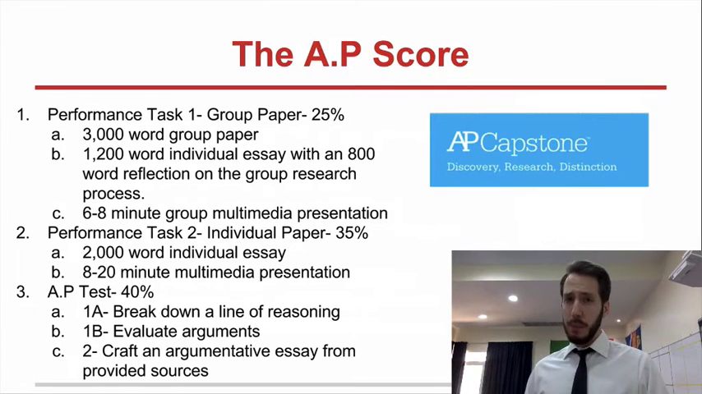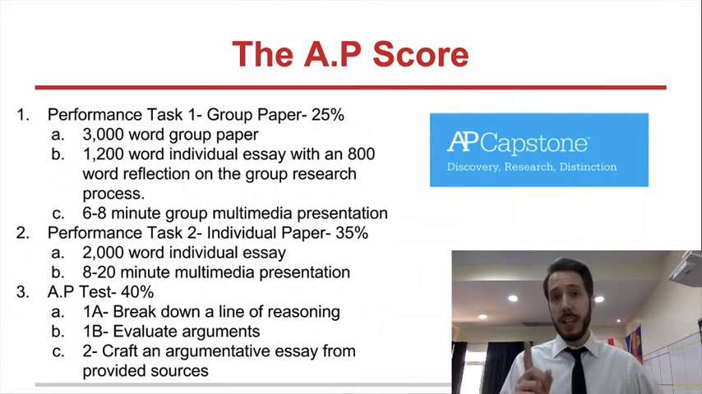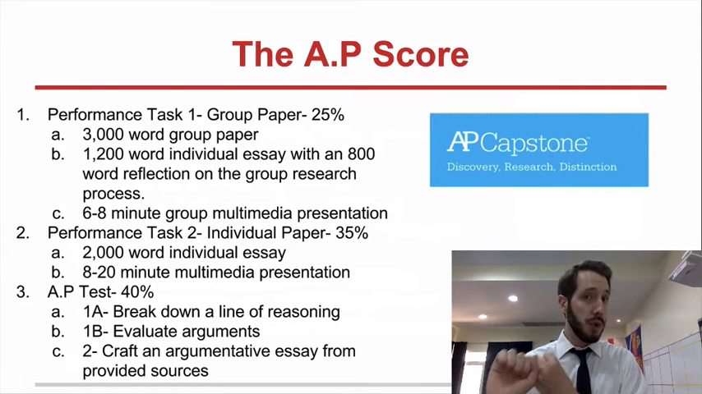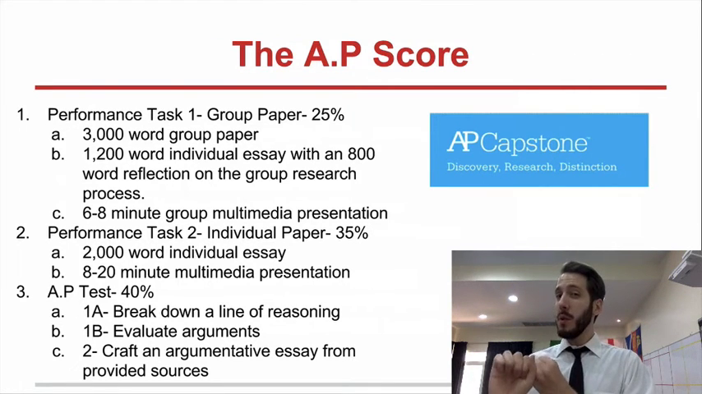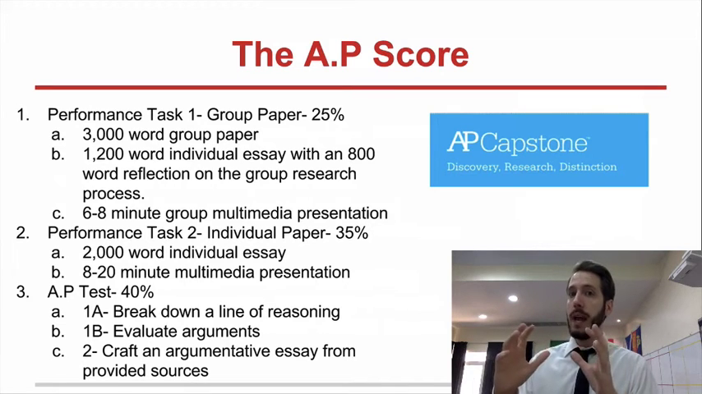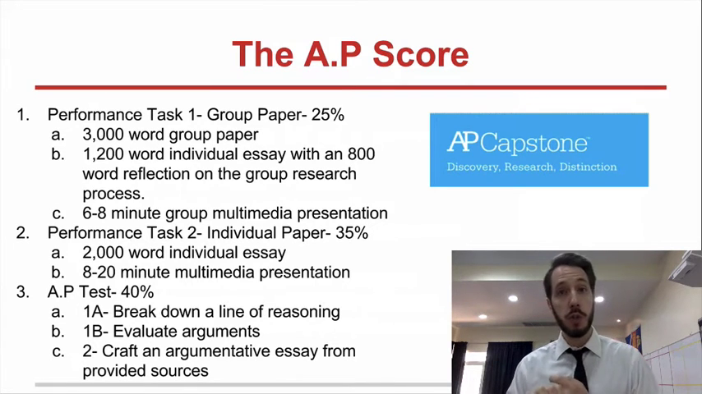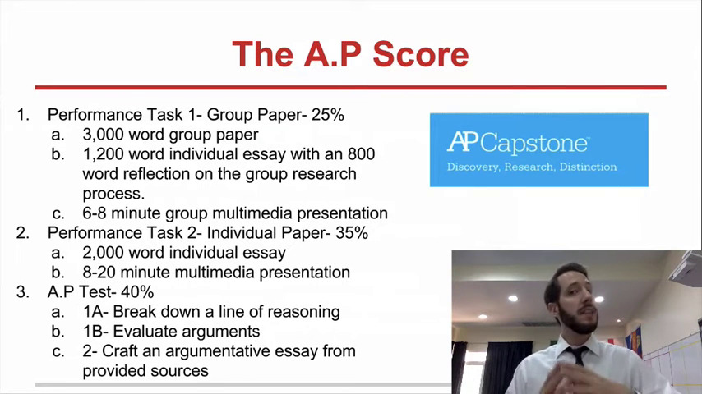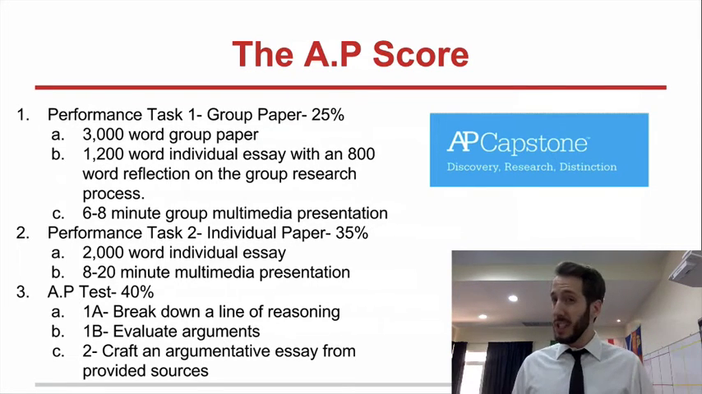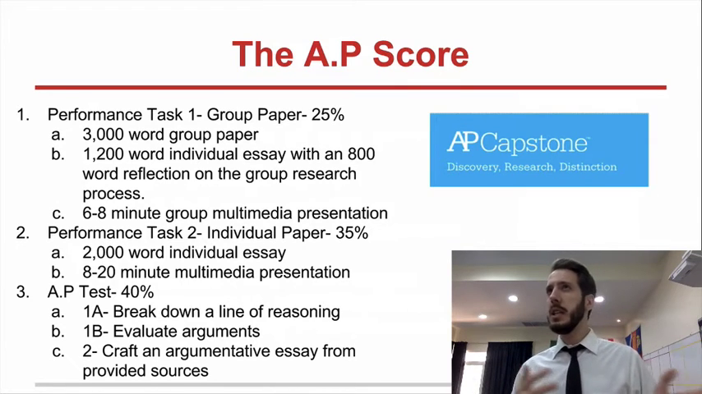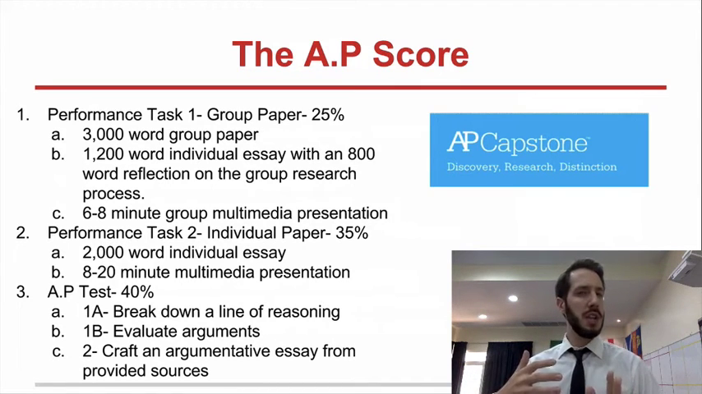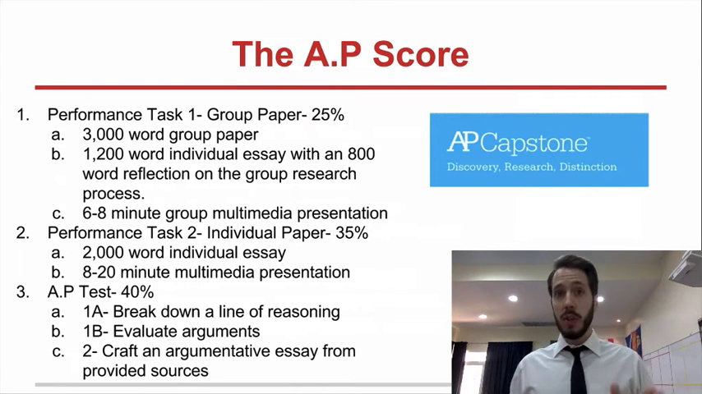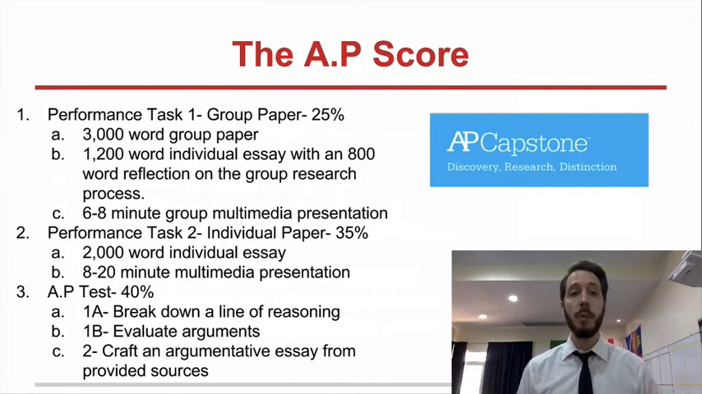Now, how is your AP score determined? The first thing is the group paper, which consists of a 3,000-word group paper, a 1,200-word individual part of that group paper with an 800-word reflection on the research process, and a 6 to 8 minute group presentation on that research. That's going to be taking place over the first 6 weeks, should be almost around January, mid-January, maybe even early January. And this can be on anything that your group determines. The topic is completely open-ended.